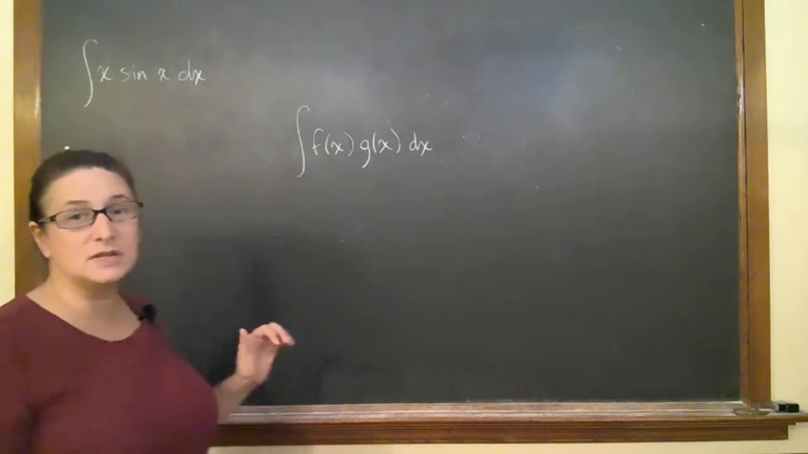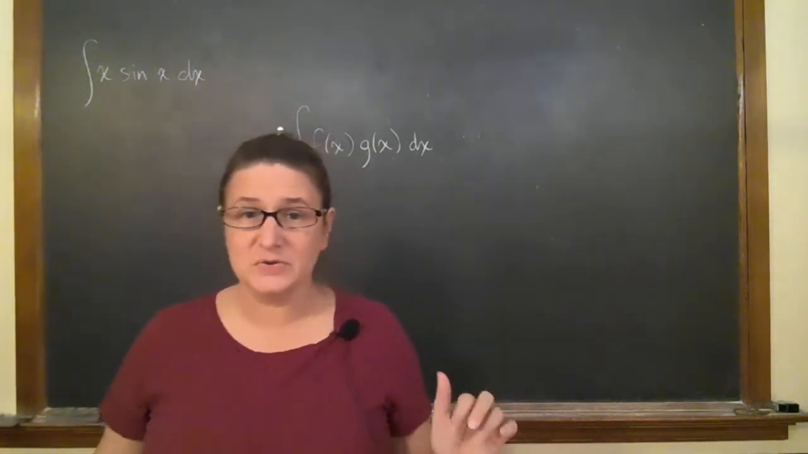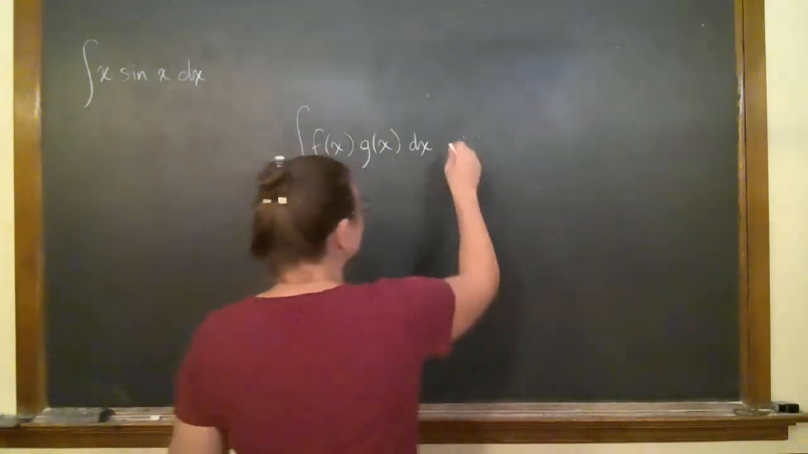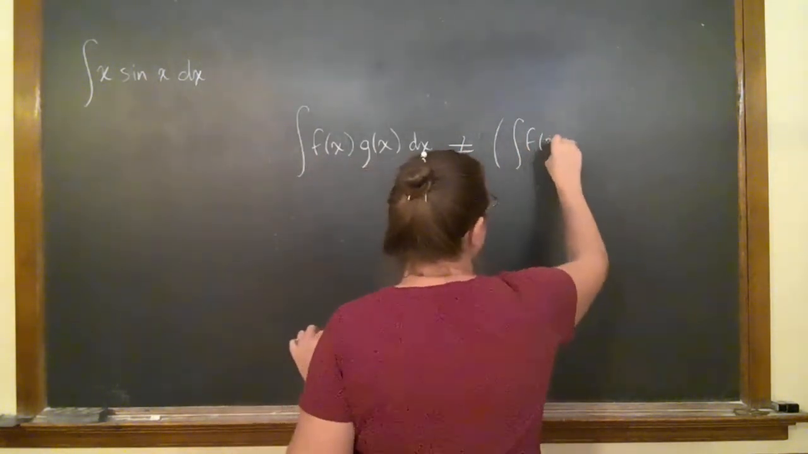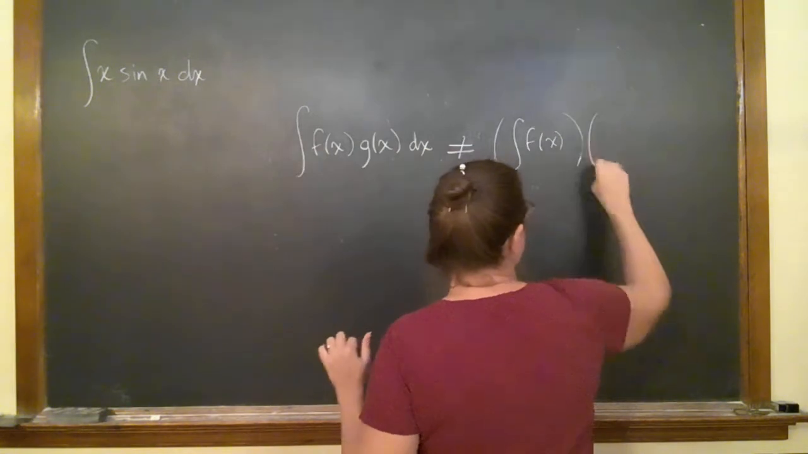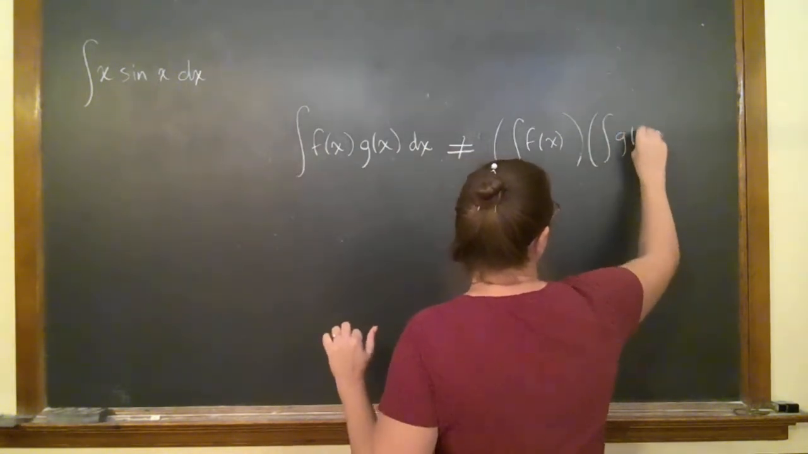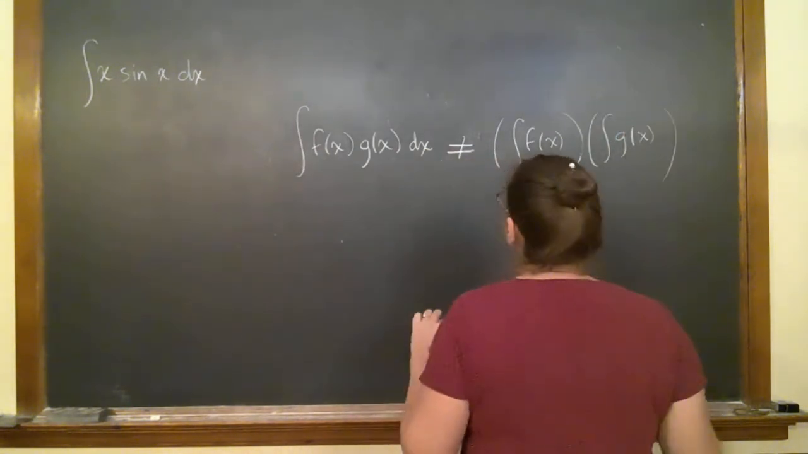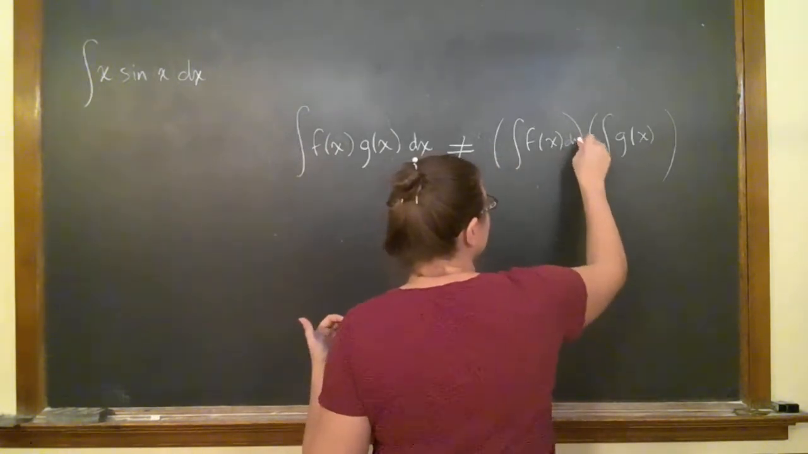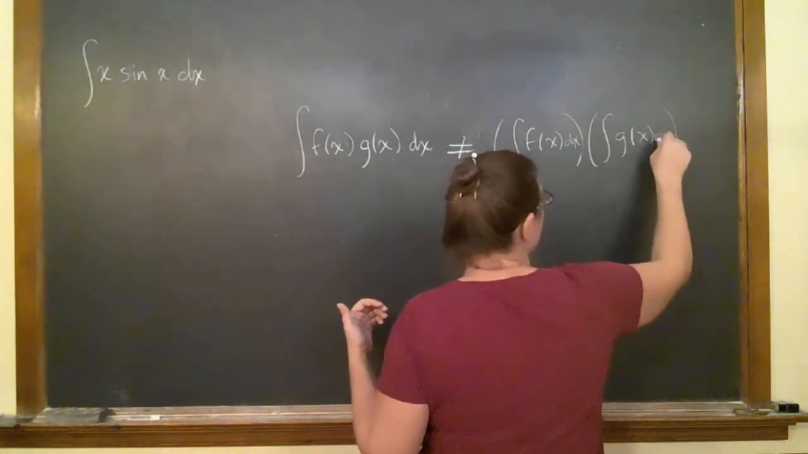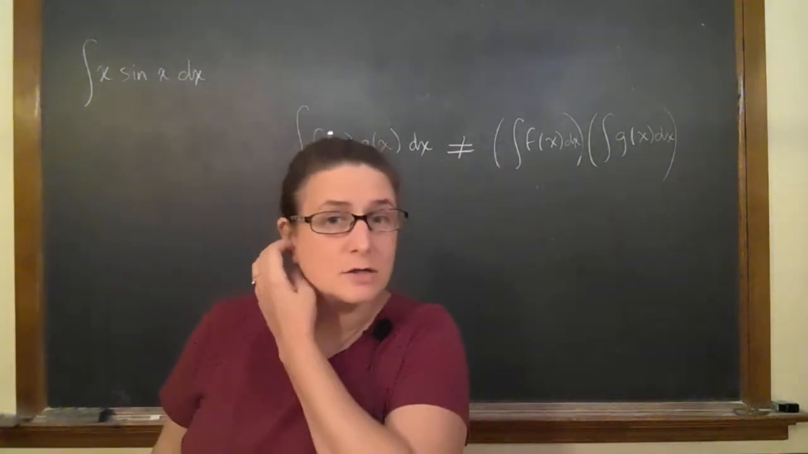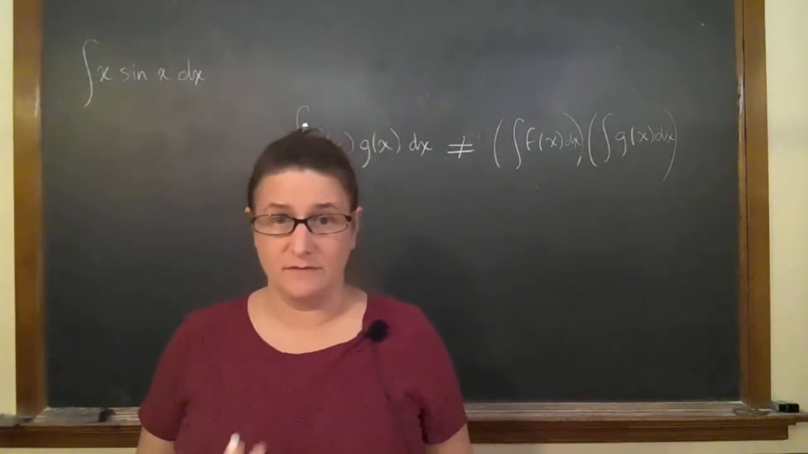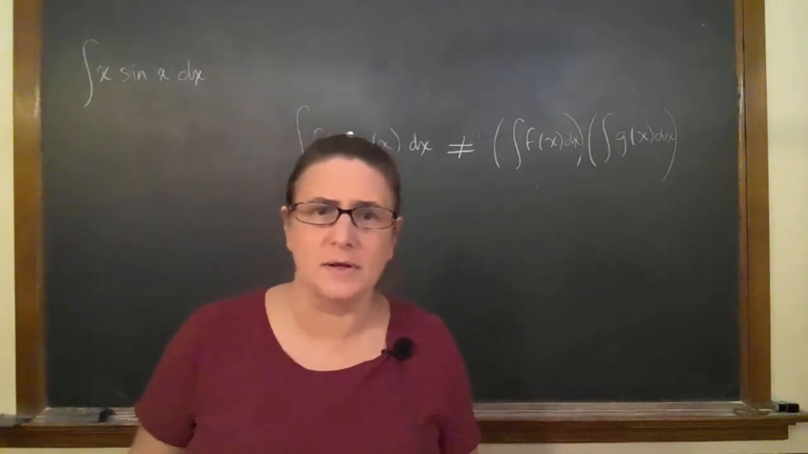Now, the first and most important thing to remember when you see this is that it is not right to just take the integral of f of x and multiply it by the integral of g of x. Of course it's not, because the derivatives don't work that way either. For derivatives, we had to use the product rule, so it was complicated, right?